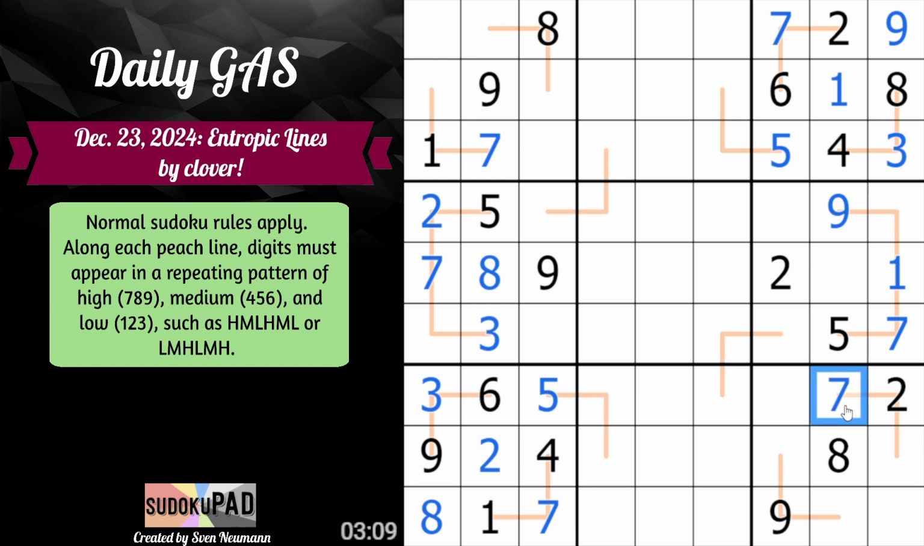Again, lots of symmetry, but not perfect symmetry, but a good enough amount to help us along. So 4, 5, 6 is what we're missing then.